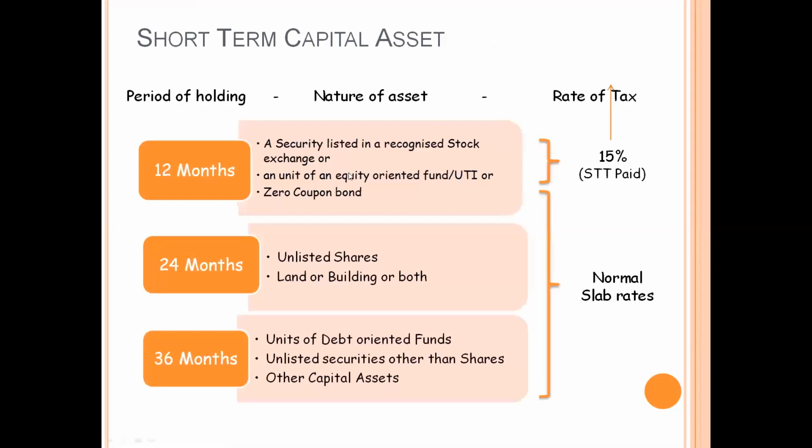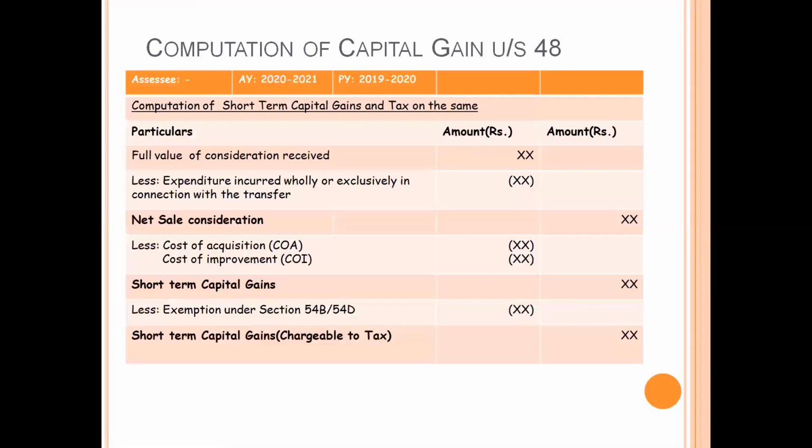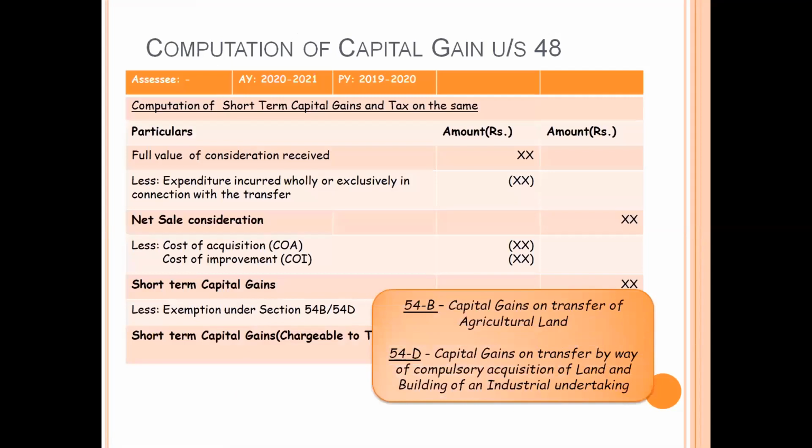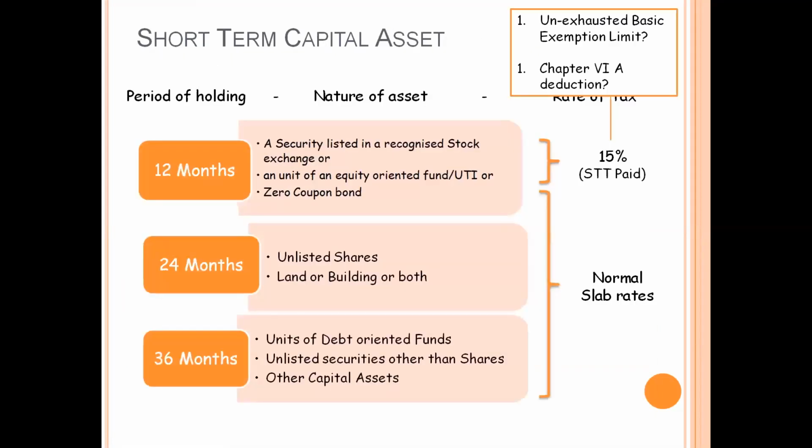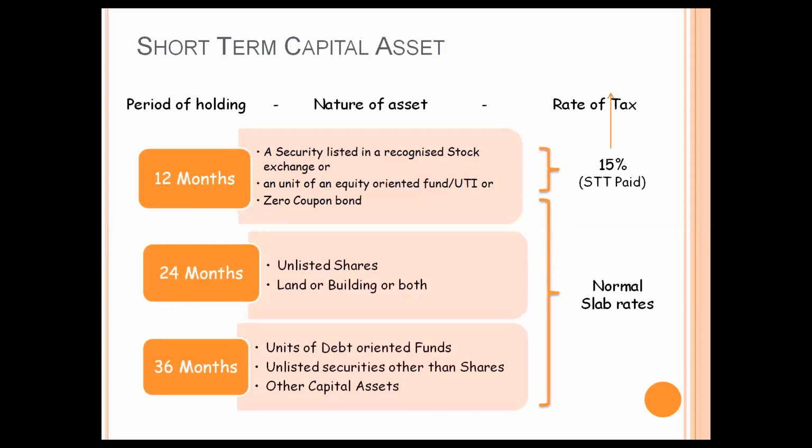So the next is short-term capital asset. We are just going to do the short-term capital asset part alone, so that the opposite of this will be a long-term capital asset. First one, period of holding, 12 months. There are 3 kinds of assets which constitute a short-term capital asset if held for a period less than 12 months: securities listed in a stock exchange, units of an equity-oriented fund (UTI), or zero coupon bonds.